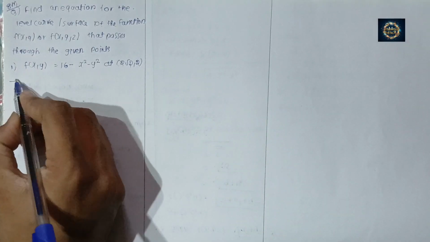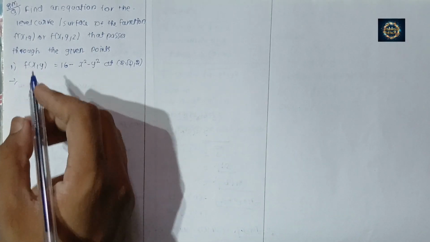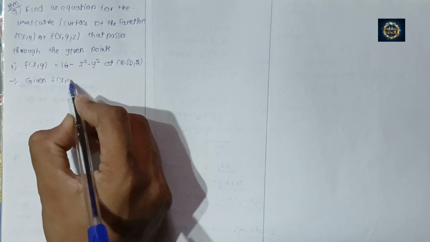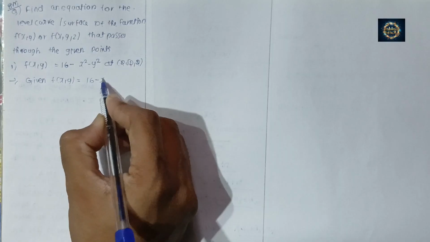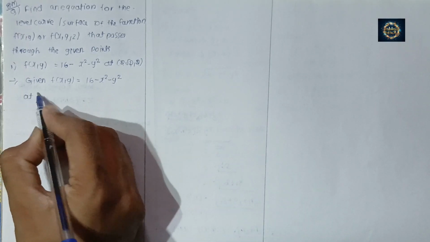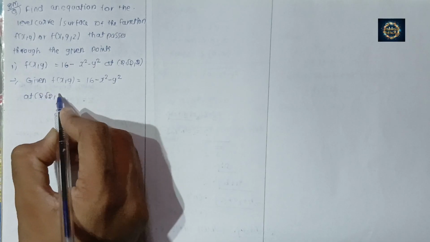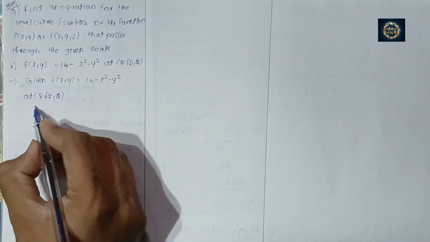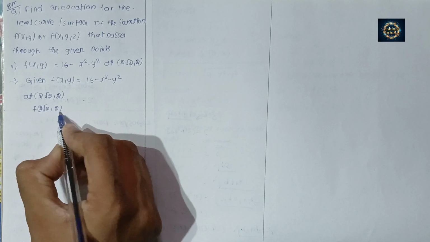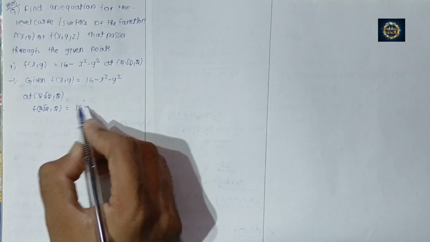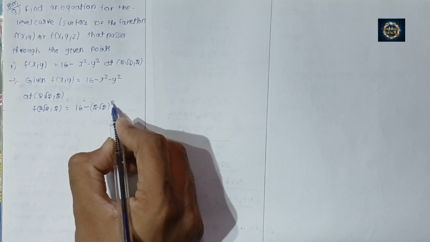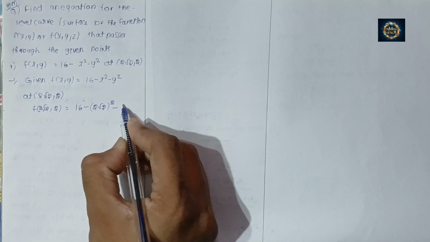So here they have given the level curve. So we will begin with the solution. They have given the level curve as f of x comma y which is equal to 16 minus x square minus y square. They are also given the point, 2 root 2 comma 2. So what will be the value of that function f of 2 root 2 comma 2, that is 16 minus x square. Here x is 2 root 2, so 2 root 2 the whole square, minus y square, where y is also 2.